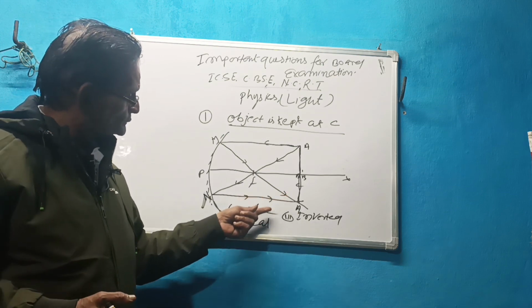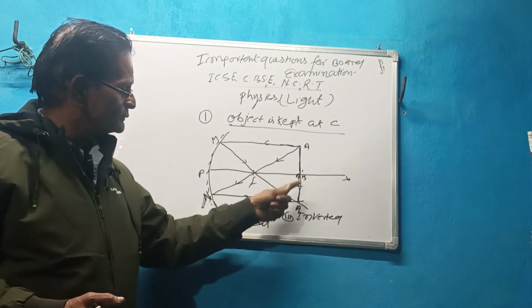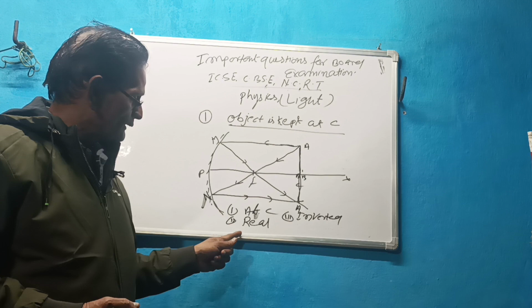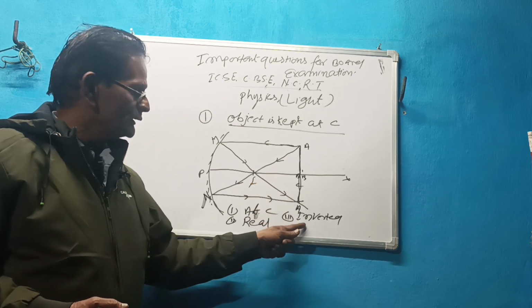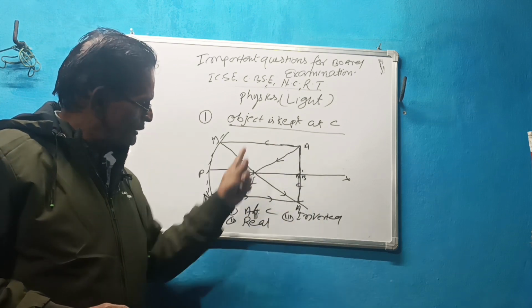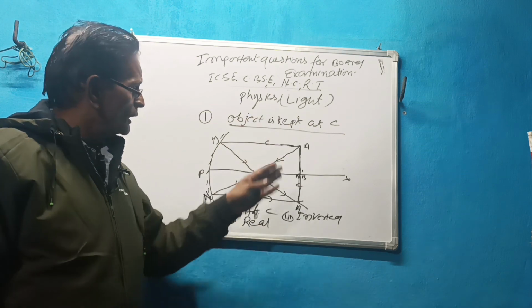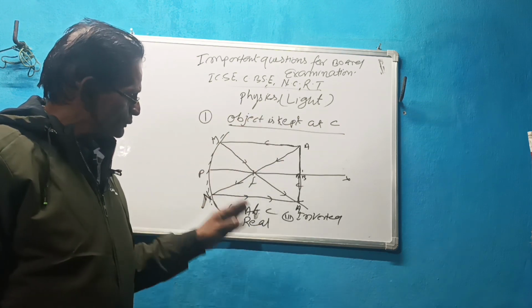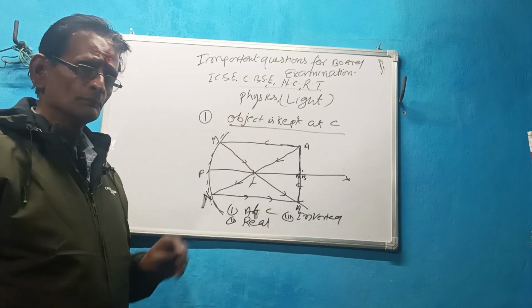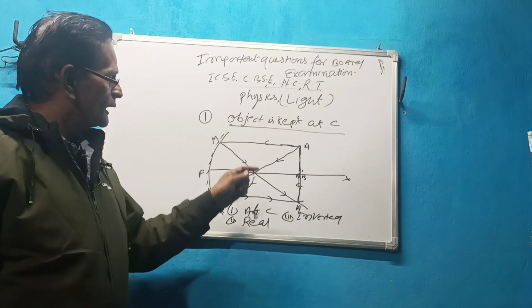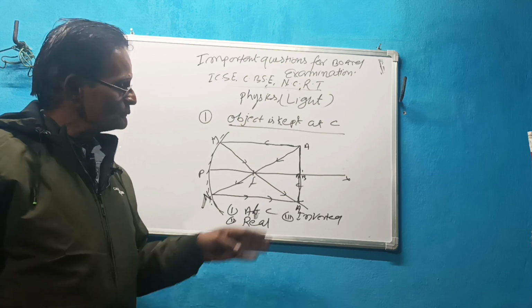So in this position, the position of the image is at C, and the nature is real and inverted. This type of question will also be selected by the council and the board, so that you can solve it in an easy way. So this is image formation, and one by one, in another class, I will also give you a lesson about lenses.